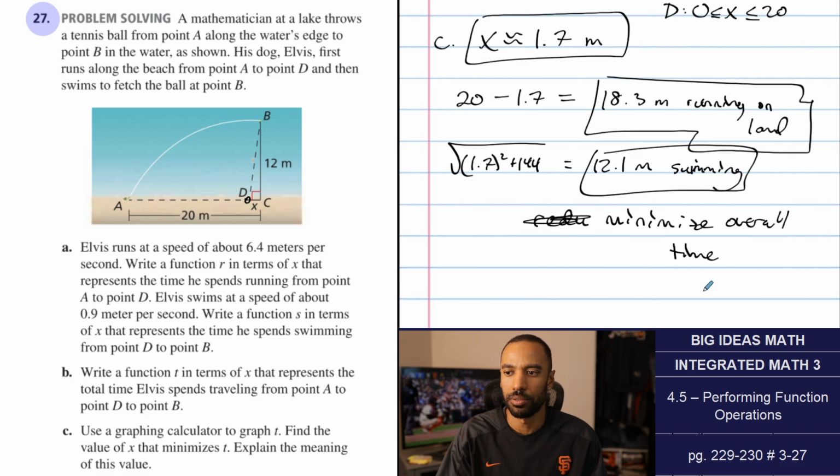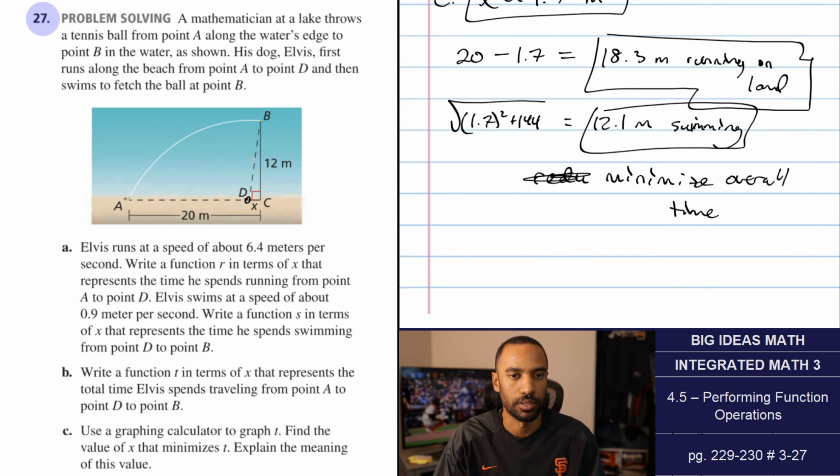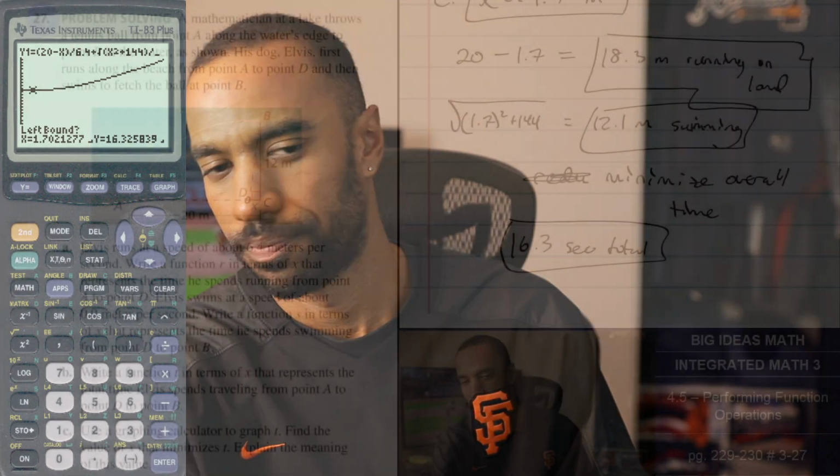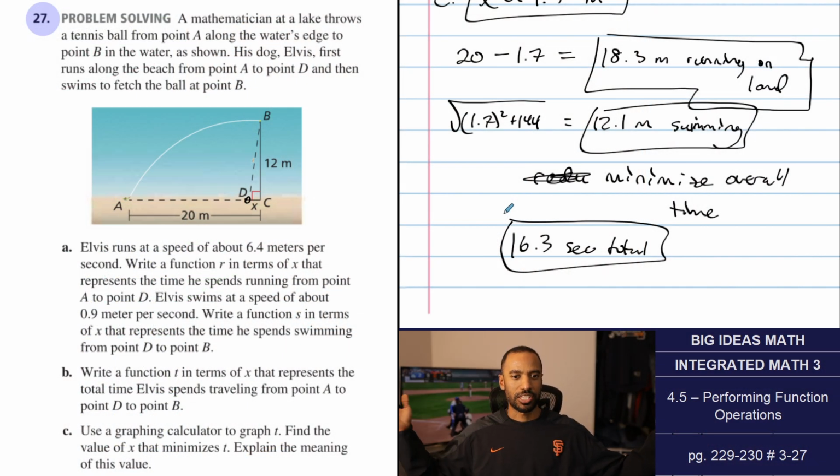So what's the total? Oh, what was the total? Let's go back. I had to compute that last one. The total was, shoot, I didn't get the minimum. 16.3, and remember that's seconds. 16.3 seconds total. Okay. All right. And that's it.